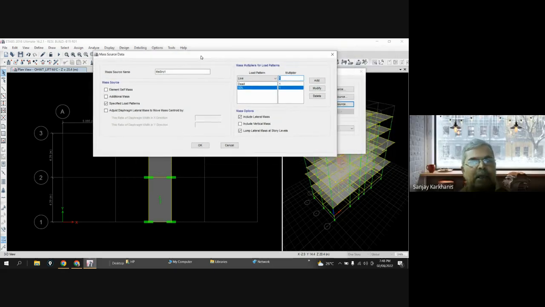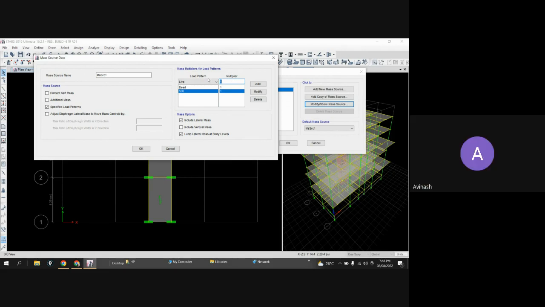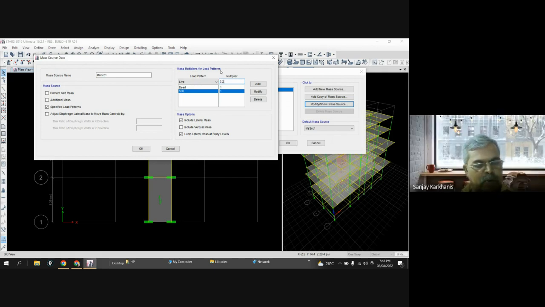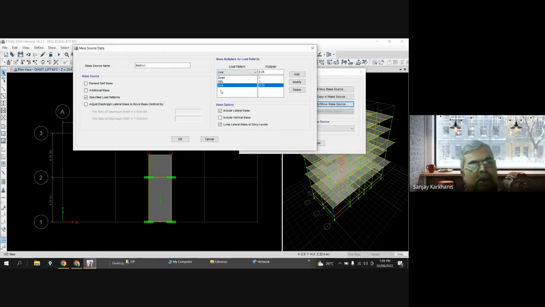Now what is our case? Except the passage, everywhere we have live load less than 3. Yes, sir. So we have to go for 25%. Yes, sir. So I will write it over here as 0.25. Clear? Yes, sir. So now the mass source will calculate the full live load and will consider only 25%, because you are saying that in my case you use 25, right?